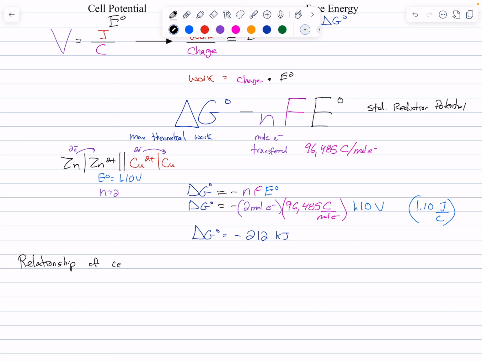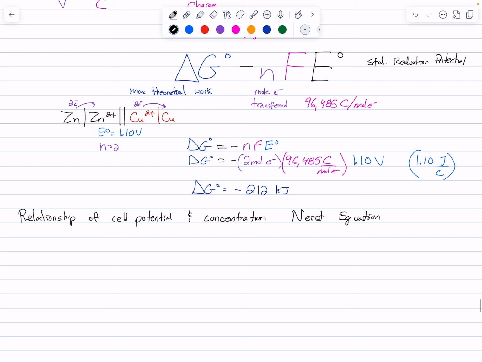And that relationship of cell potential and concentration is the Nernst equation. So we have standard conditions, delta G standard equals negative NFE standard, and non-standard conditions, delta G equals negative NFE.